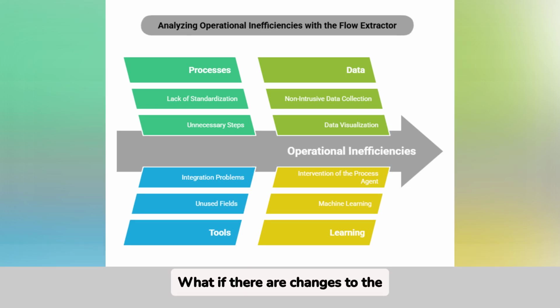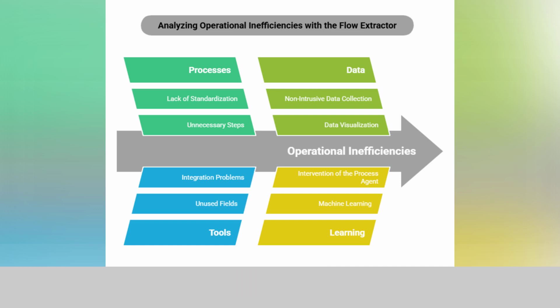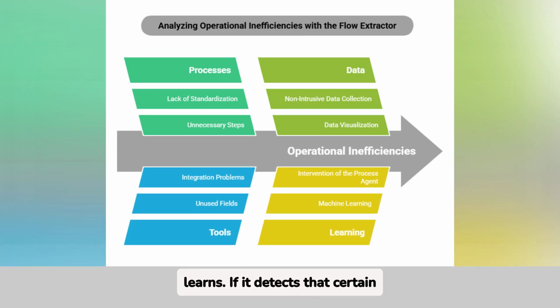What if there are changes to the processes? Do I have to reconfigure them every time? It's not necessary. The system learns. If it detects that certain steps have been added or removed, it automatically updates the flow. And if something changes too much or seems inconsistent, it reports it to the Process and Validation Agent, PVA, so they can review whether it's an improvement, an exception, or a deviation that needs to be corrected. Impressive. And all this without the need for manual auditing, without disturbing the team.